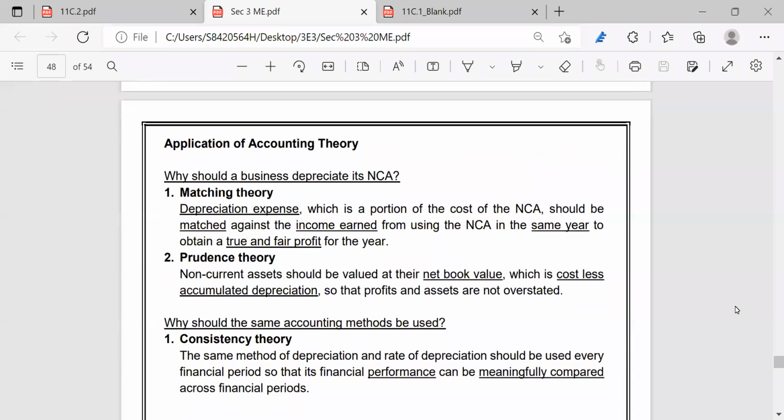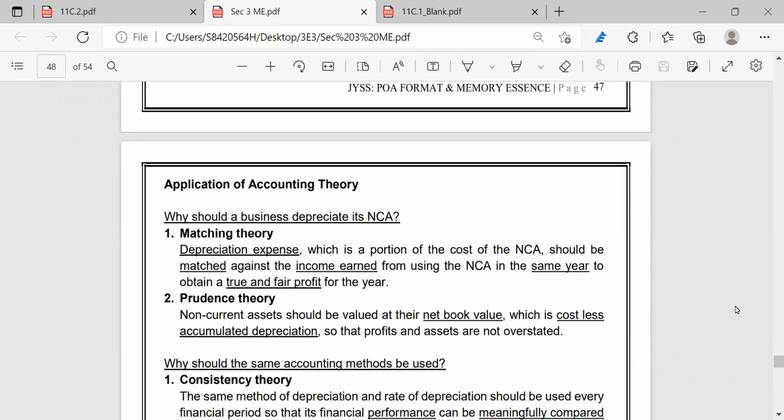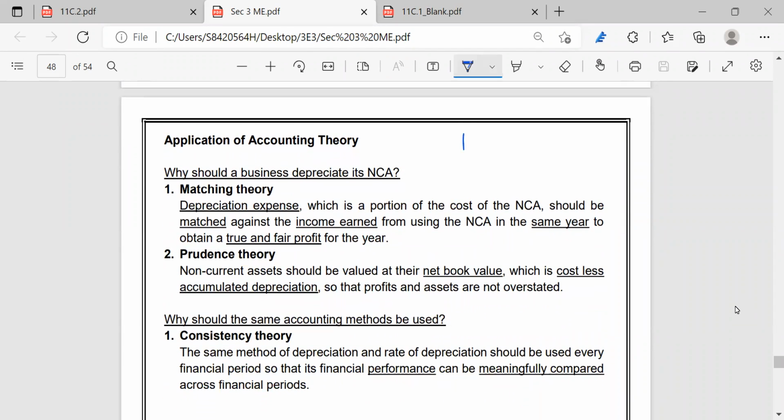For depreciation, there are three accounting theories involved. In your memory essence, page 48, three accounting theories applicable. But there are two accounting theories as to why a business needs to depreciate. One of them is the matching theory. Matching theory is more for the expenses side, because for depreciation, we debit depreciation expense and credit our accumulated depreciation.